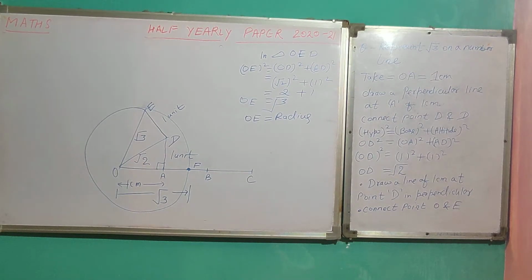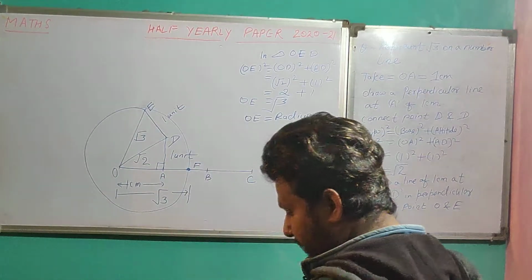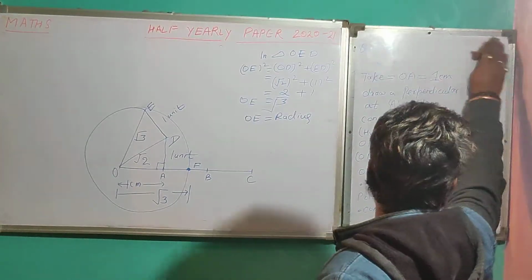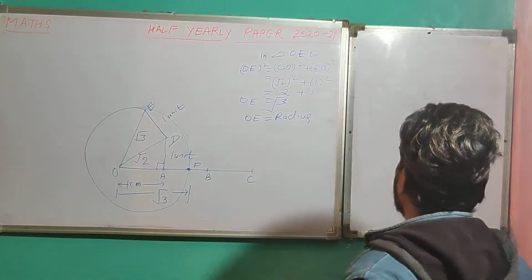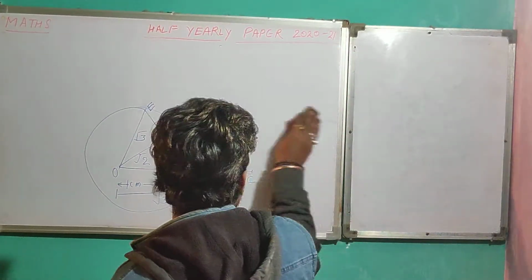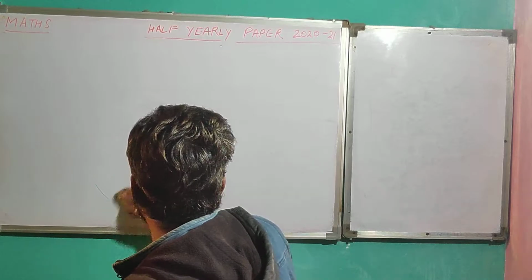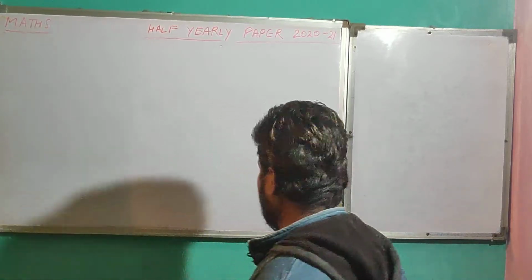Our next question is visualize 3.765 on a number line using successive magnification.